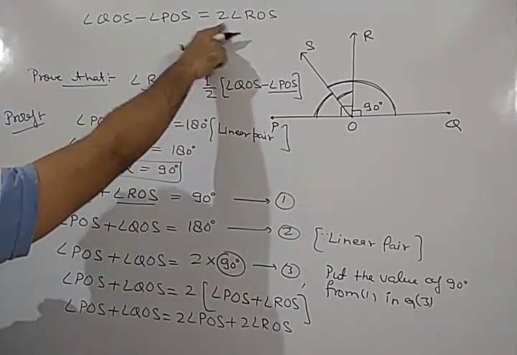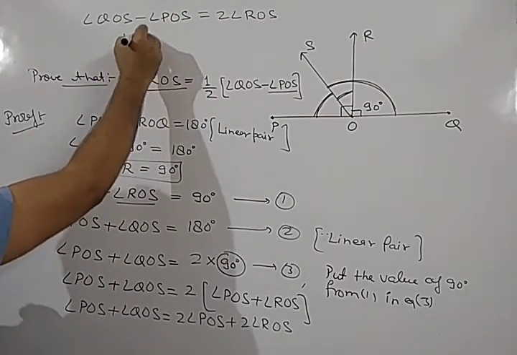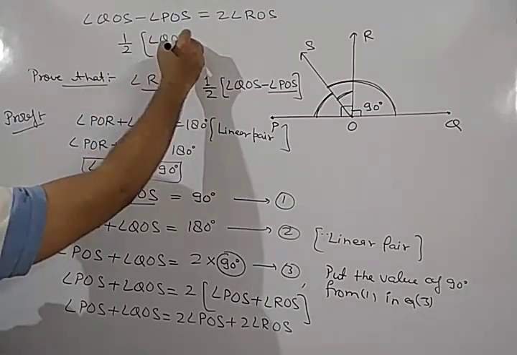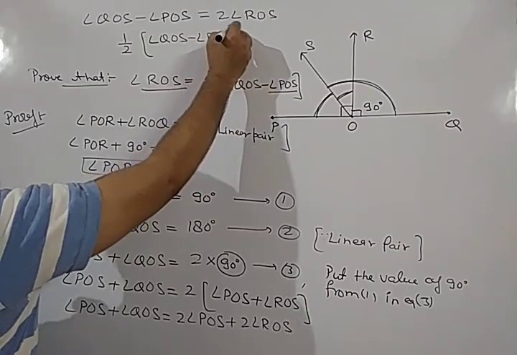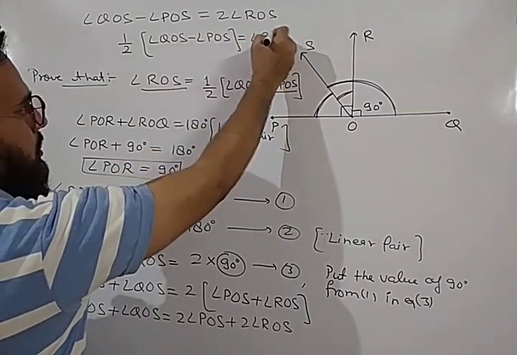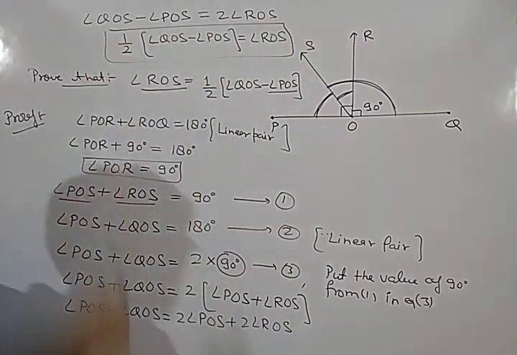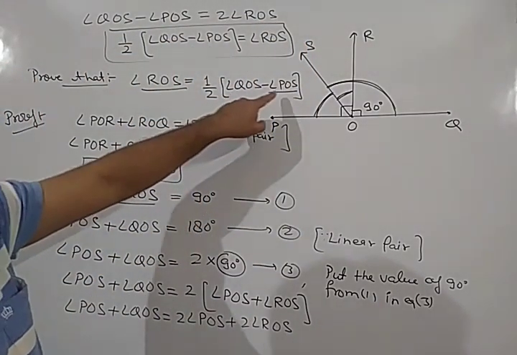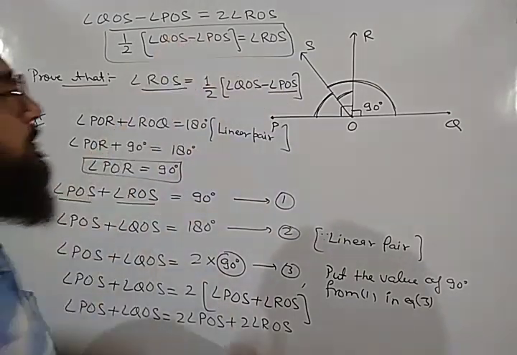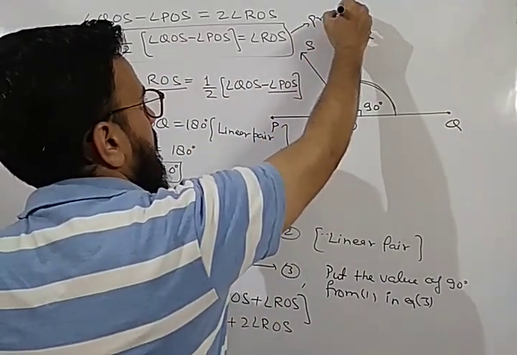Or if we divide this 2 on the left hand side, we will get half of angle QOS minus angle POS. It can be written as equal to angle ROS. And this is what we have to prove: angle ROS is equal to half of angle QOS minus POS. It is written here. So we have proved it.